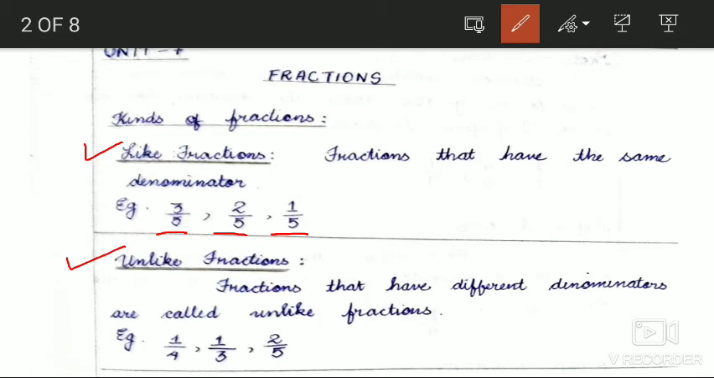Unlike fractions, fractions that have different denominators are called unlike fractions. If the denominators are not the same, we call that unlike fractions.